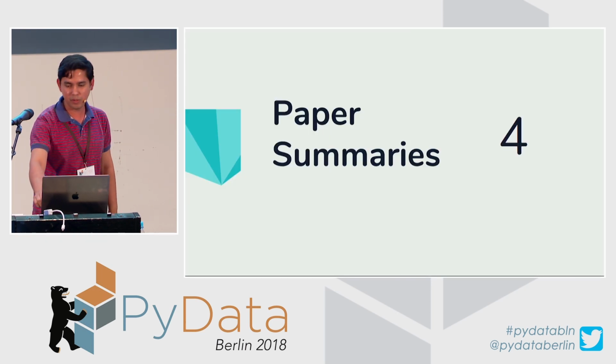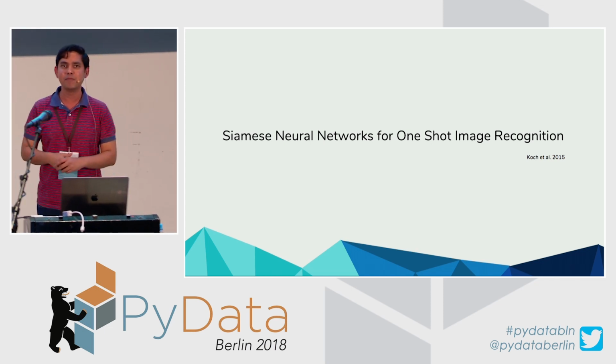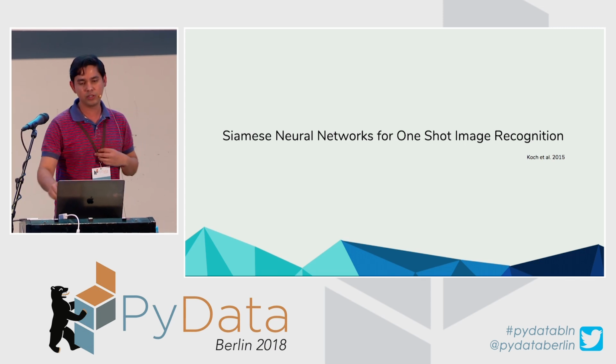Now comes the paper summaries. So the first paper summary is about Siamese neural networks. This is only for one-shot image recognition.